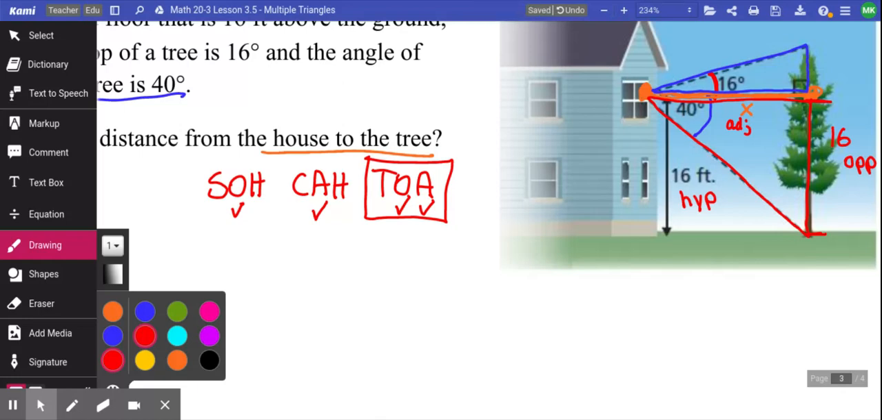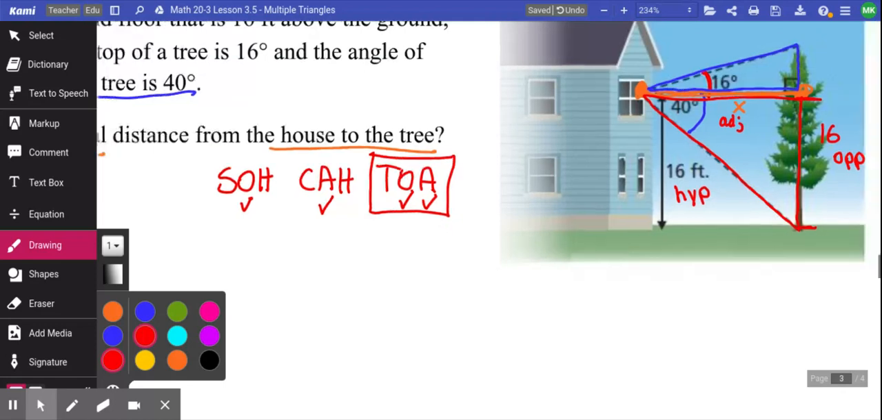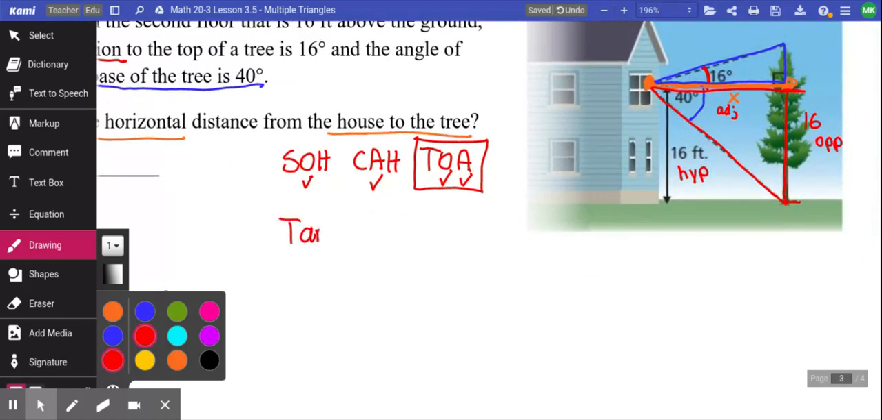That means I'm doing my tangent formula. My tan formula was tan of an angle equals opposite over adjacent. So I labeled my triangle, I picked a formula, now I plug my numbers into my formula. So this is now tan of 40 degrees equals 16 divided by x. Because x is on the bottom, my calculation will be 16 divided by tangent.